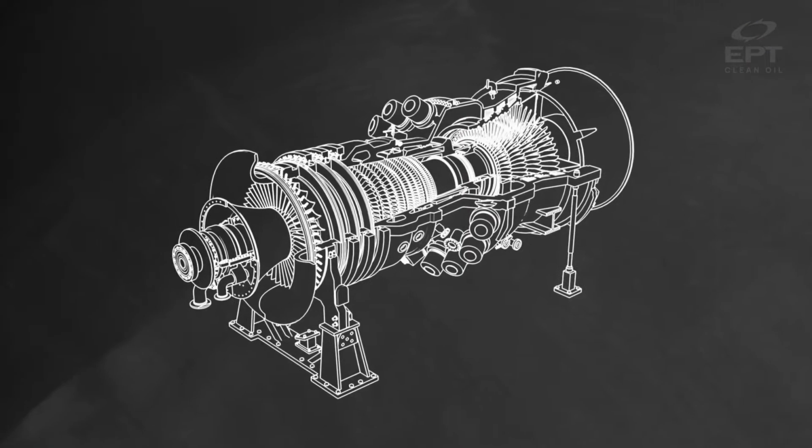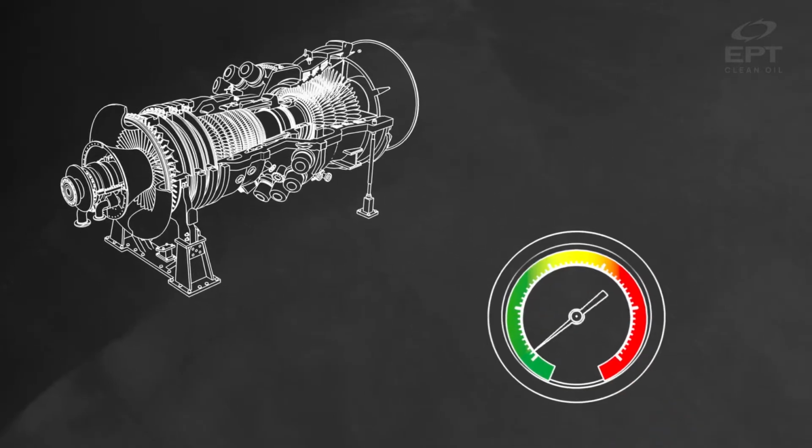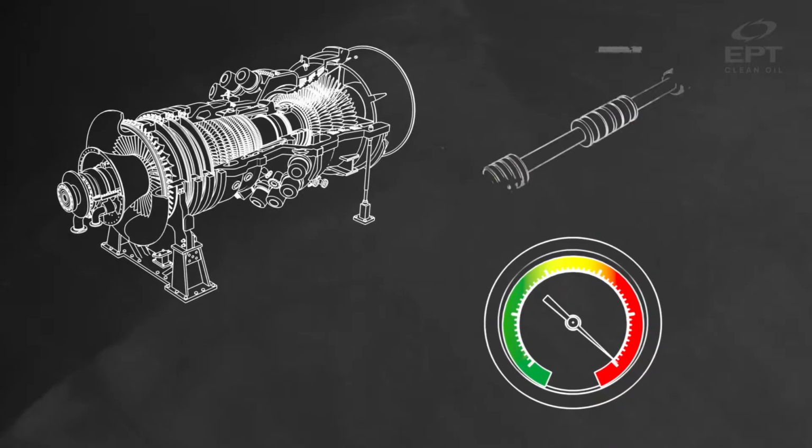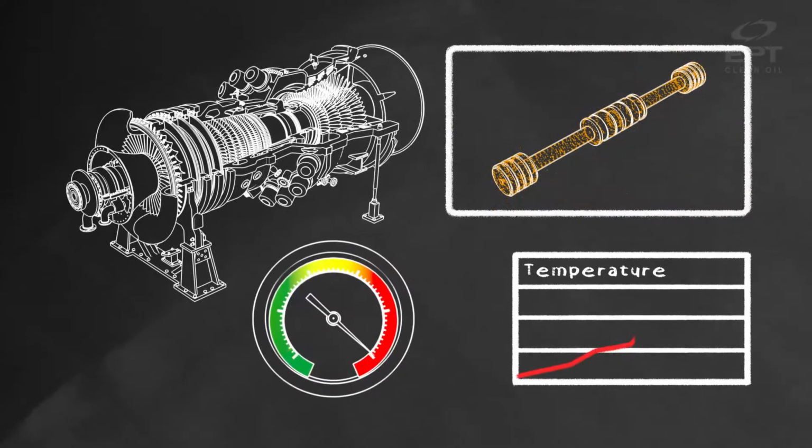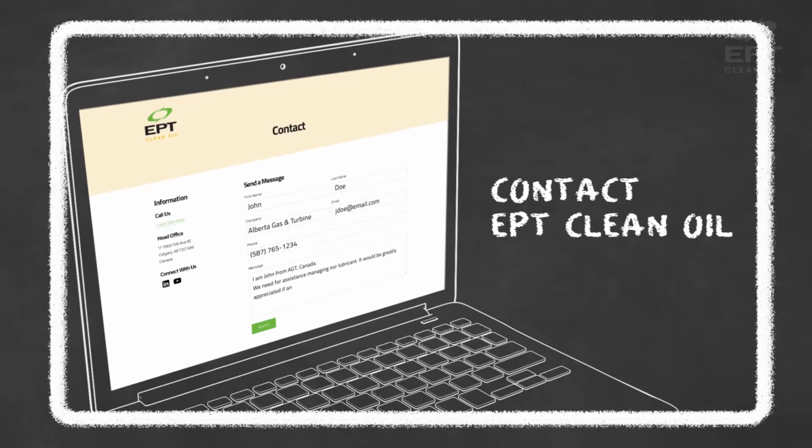Let's start at the beginning. You identify your turbine isn't performing the way it should be. Filter differential pressure is spiking, valves are sticking, things are running hot. With the trouble-free operating window closing, now is the time for action.